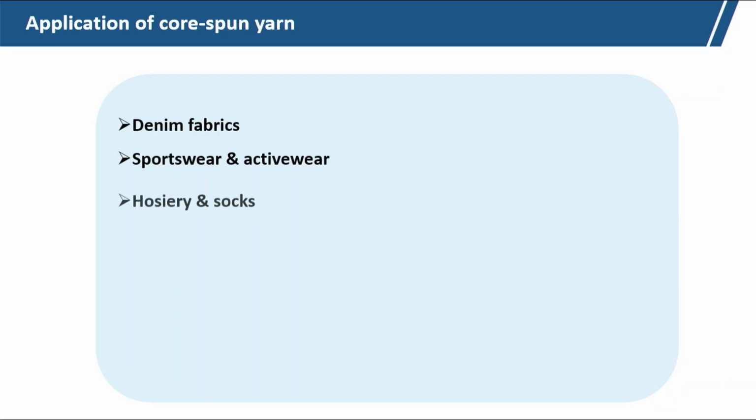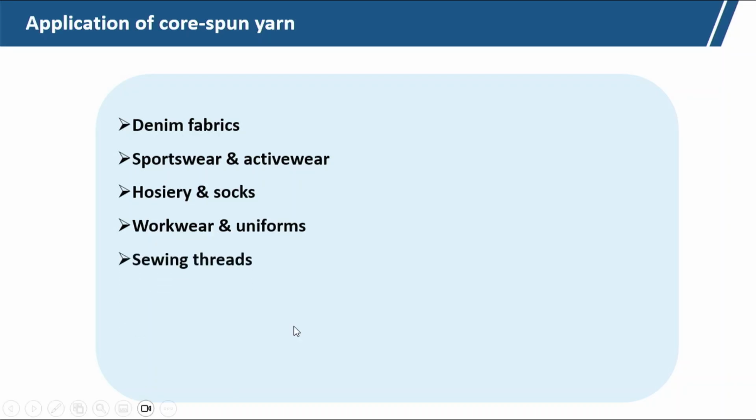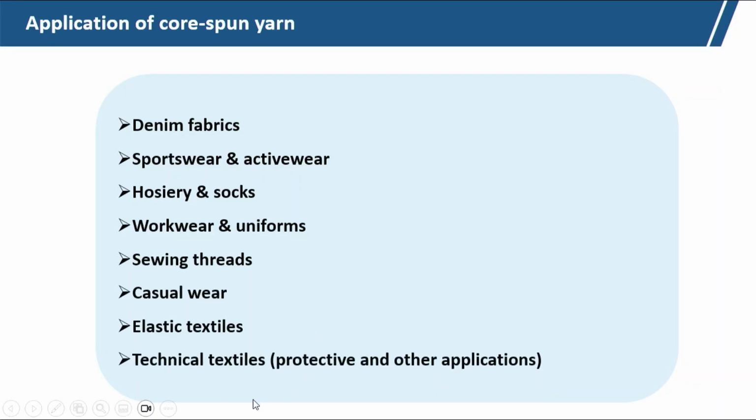Applications: denim, sportswear, activewear, hosiery, socks, workwear, uniform, sewing threads, casual wear. Core spinning is also widely used for protective textiles, elastic textiles, and technical textiles.